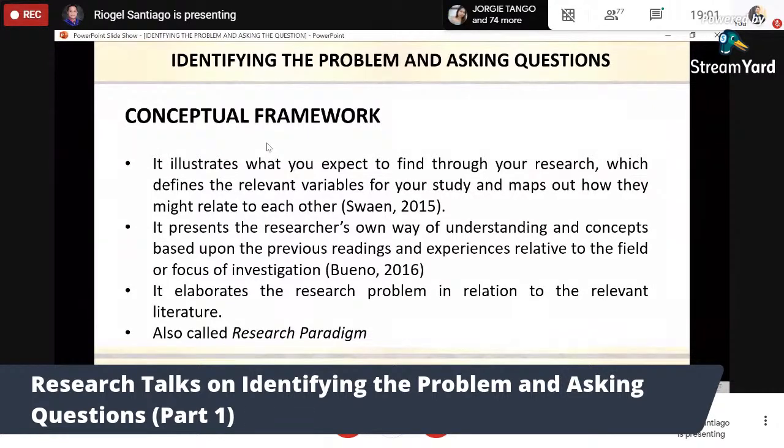Okay? Now, it presents the researcher's own way of understanding and concepts based upon the previous readings and experiences relative to the field or focus of investigation. Now, sa conceptual framework, hindi pa rin dyan maaalis, or maybe in theoretical framework, hindi pa rin dyan maaalis yung related literature. Mamaya makita natin kung paano yun. It also elaborates the research problem in relation to the relevant literature. And also, conceptual framework is called research paradigm.